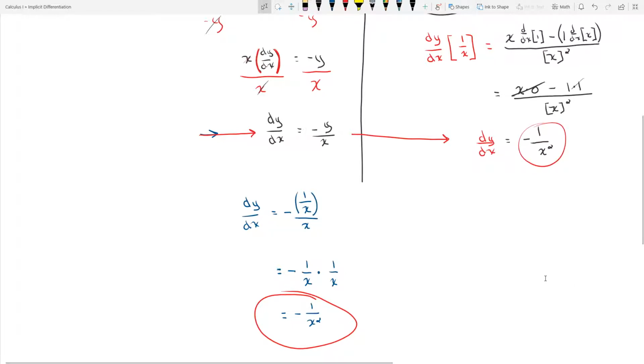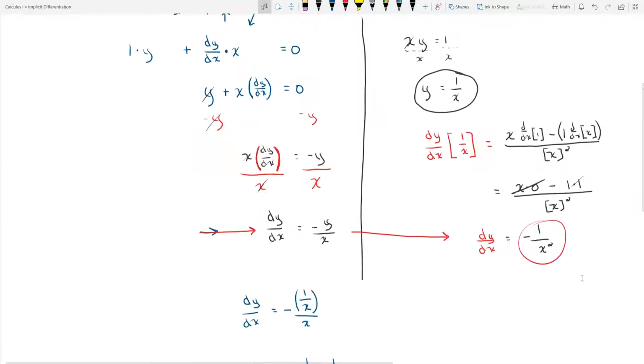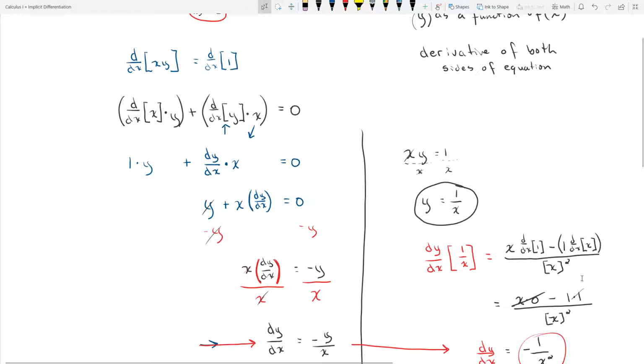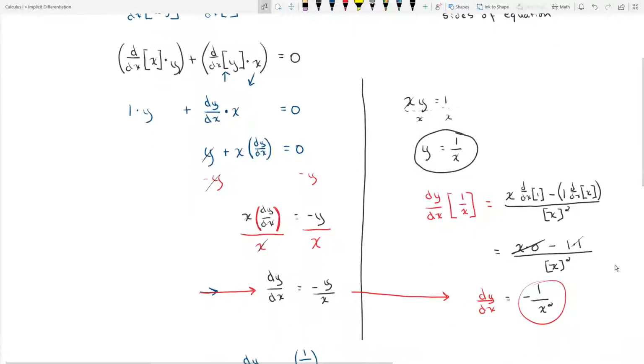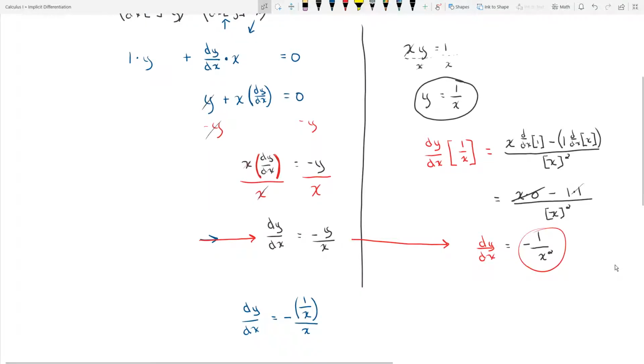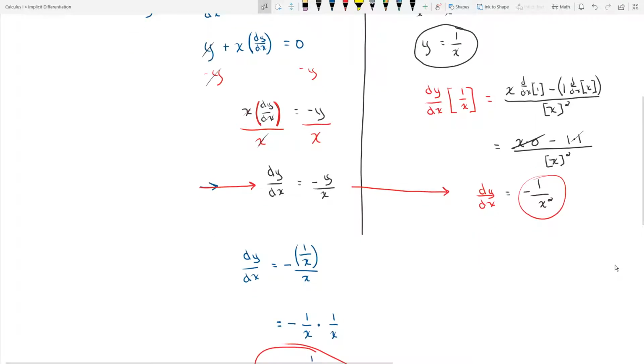So hopefully that helps in the basic understanding of what implicit differentiation is, how to find your derivative of an implicit form, and of course, how that correlates when we're finding explicit forms, which we did on the right side, and how they are the same.